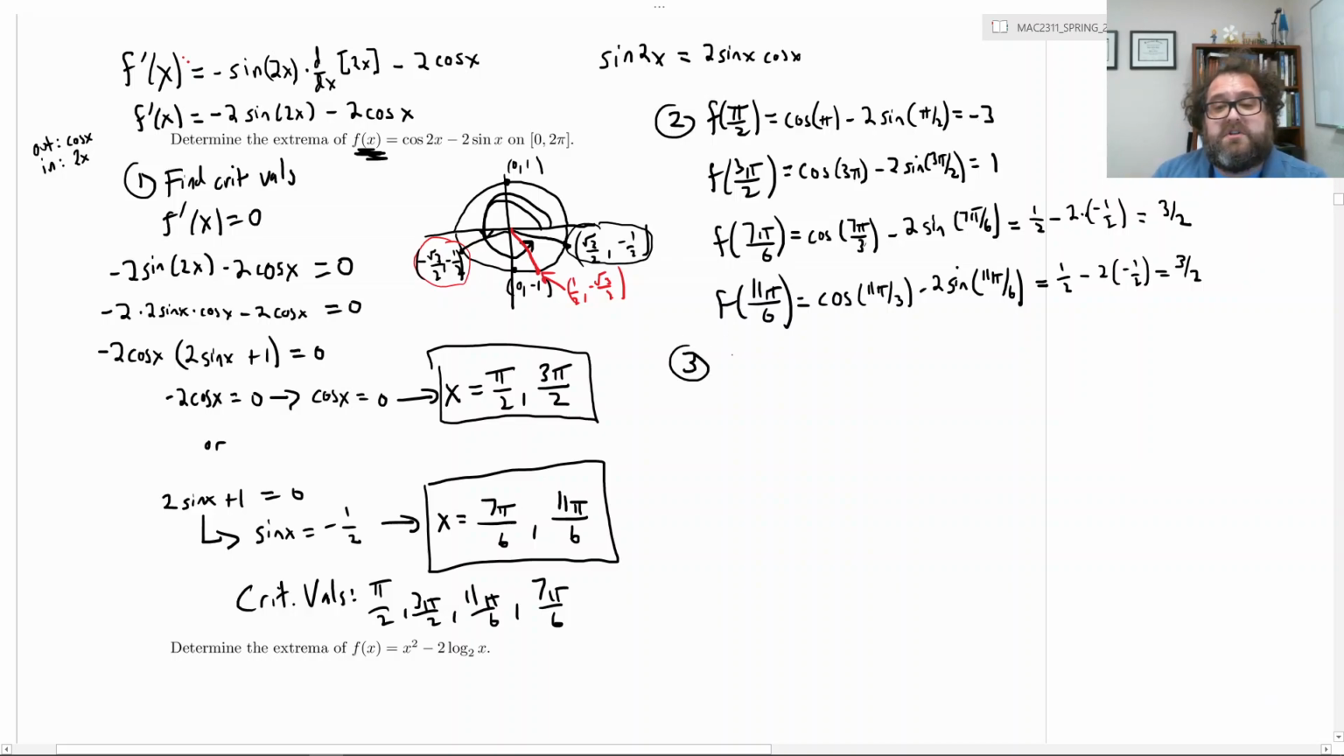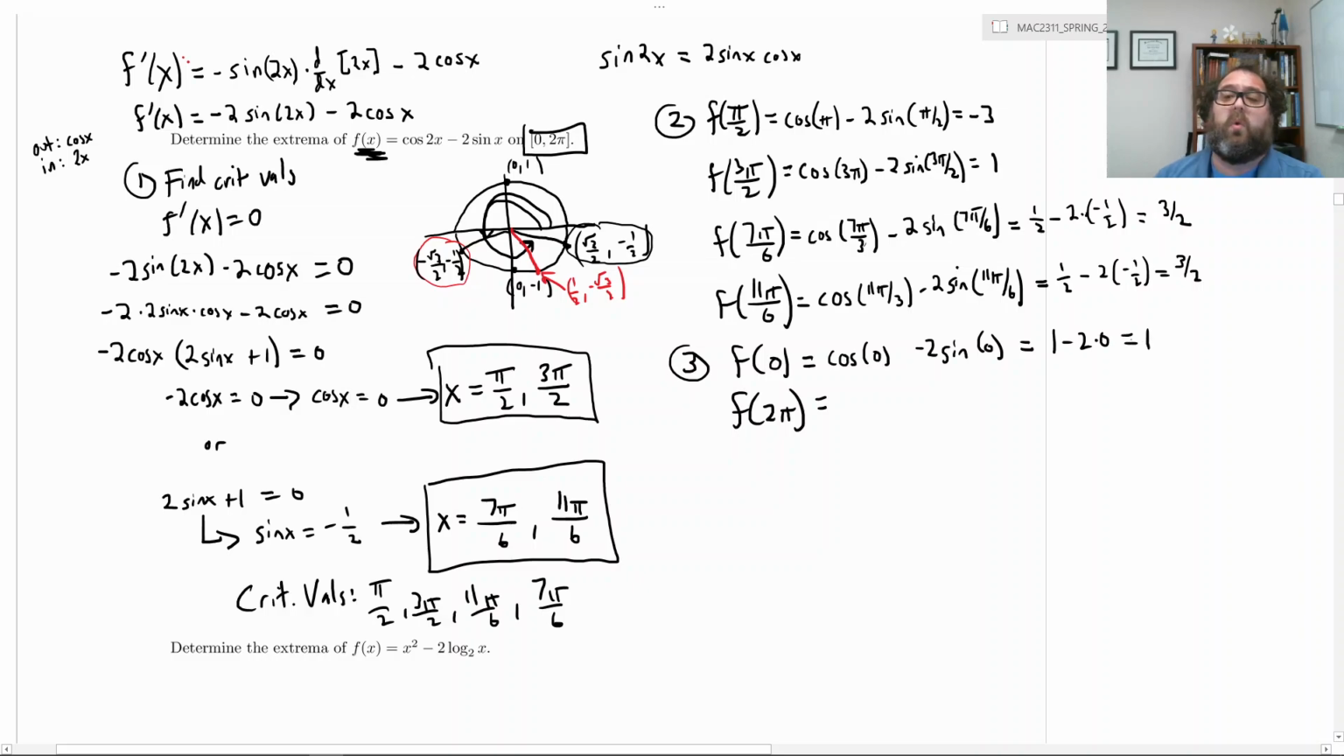Step 3 was just to evaluate the original function at the endpoints of your interval. So 0 and 2 pi, so f of 0 and f of 2 pi. These should be rather easy calculations. We have cosine of 2 times 0, well, that's 0, minus 2 sine of 0. So we have cosine of 0, that's 1, minus 2 times sine of 0. Sine of 0 is 0, so 1 minus 2 times 0, which is 1.